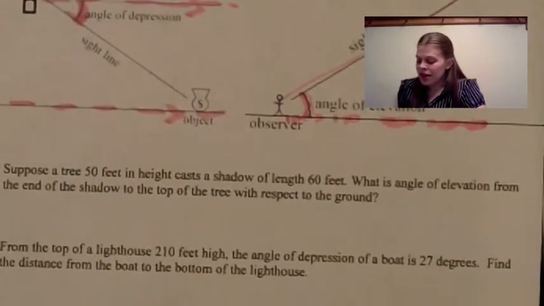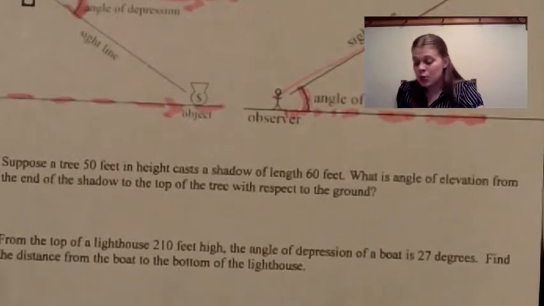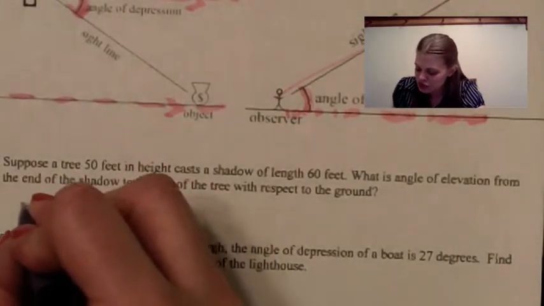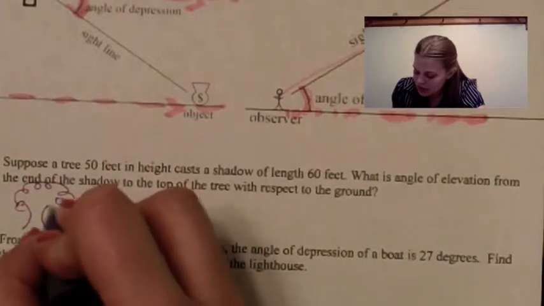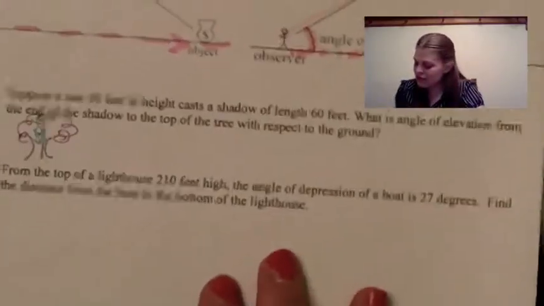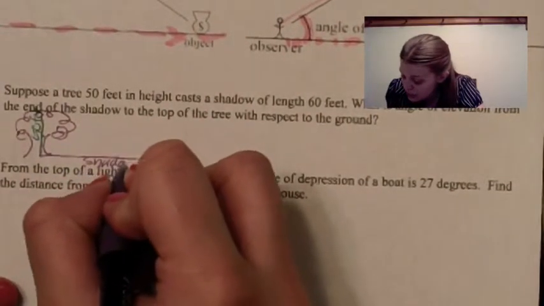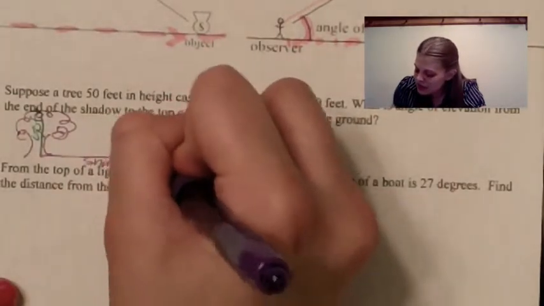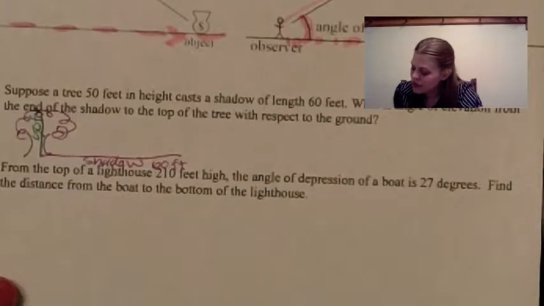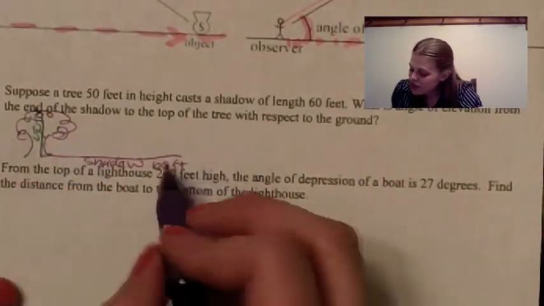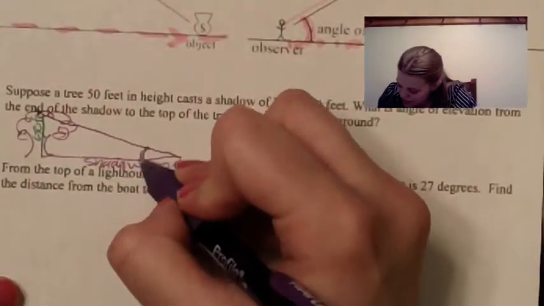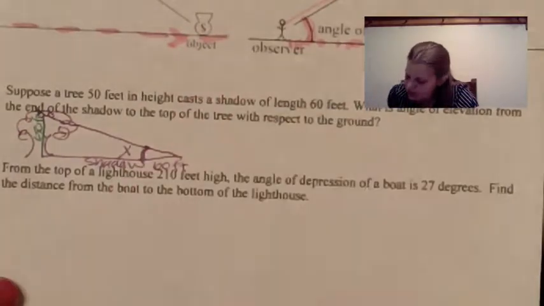Okay, so the first one that we have is to look at a tree. Suppose a tree is 50 feet high. I'm just going to draw. I'm not really spectacular at drawing, but it is not my strong point for sure. So this is 50 feet high. Here's my tree. It casts a shadow. I'm not even going to attempt to make a shadow of a tree. We're just going to call it the shadow, and the shadow is 60 feet. What is the angle of elevation from the end of the shadow to the top of the tree? So this angle right here is the angle of elevation, which is what we're trying to find.